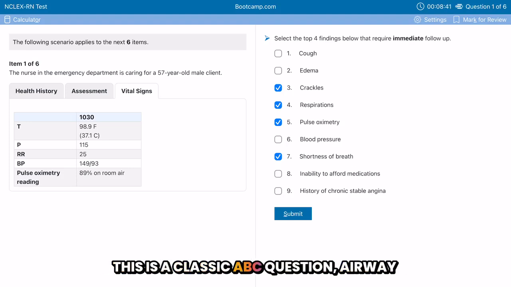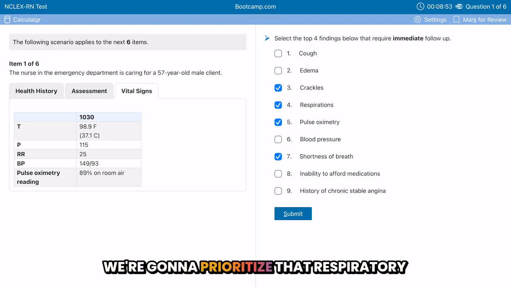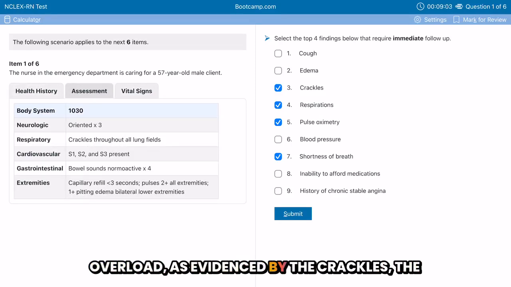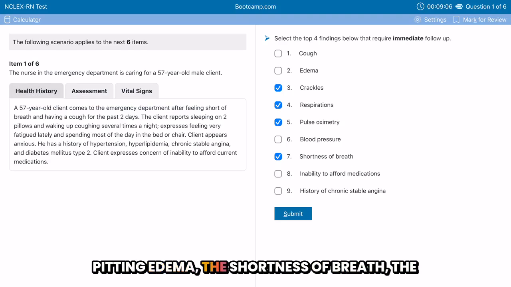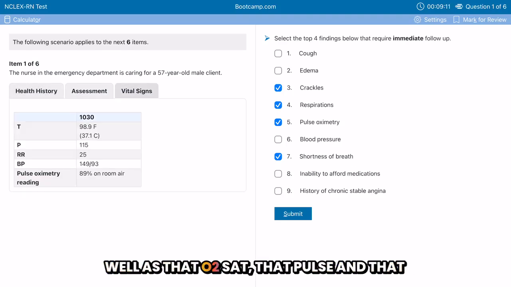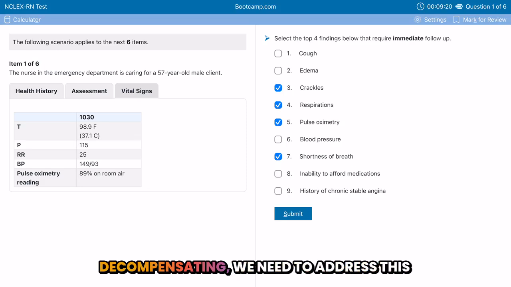This is a classic ABC question, airway, breathing, circulation. And we're always going to prioritize airway and breathing before circulation, and respiratory symptoms are present. Therefore, we're going to prioritize that respiratory status. And because we know this is an indication of fluid overload, as evidenced by the crackles, the pitting edema, the shortness of breath, the coughing, and the inability to lie flat, as well as that O2 sat, that pulse, and that respiratory rate, we will say that this client is having respiratory failure. They're decompensating. We need to address this immediately because they can code.